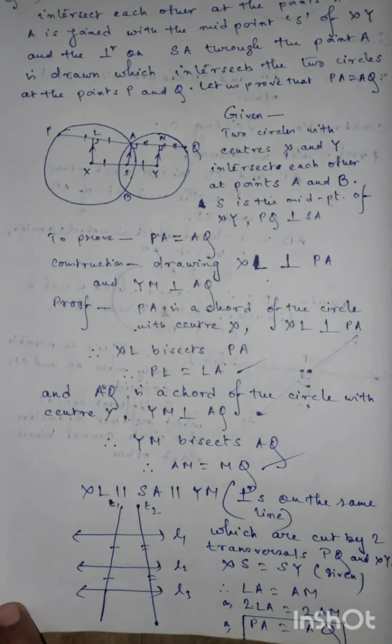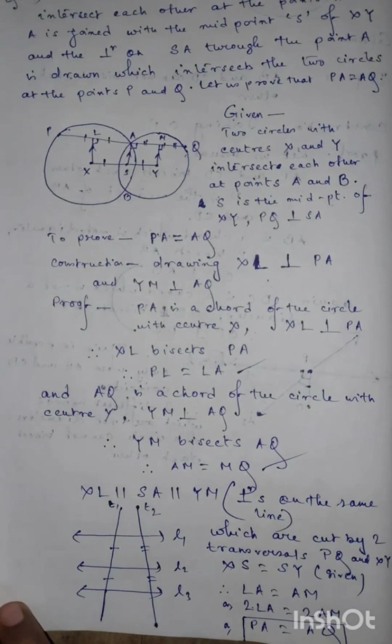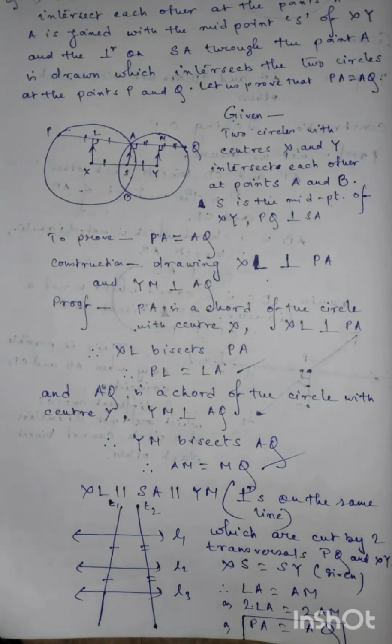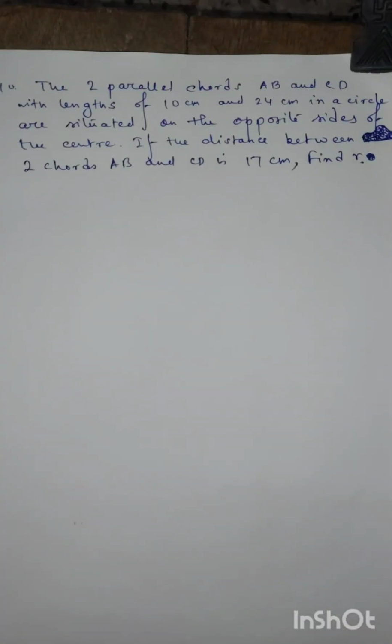I hope you understood the question and the solution. Now let us proceed to question number 10. Question number 10 says the two parallel chords AB and CD with lengths of 10 cm and 24 cm in a circle are situated on the opposite sides of the center. If the distance between the two chords AB and CD is 17 cm, then find the radius.